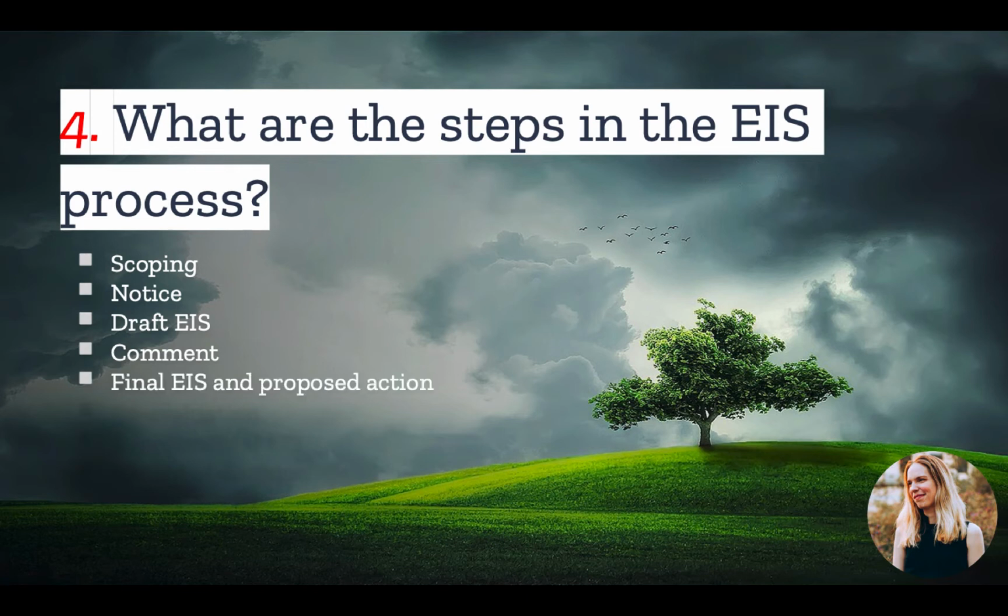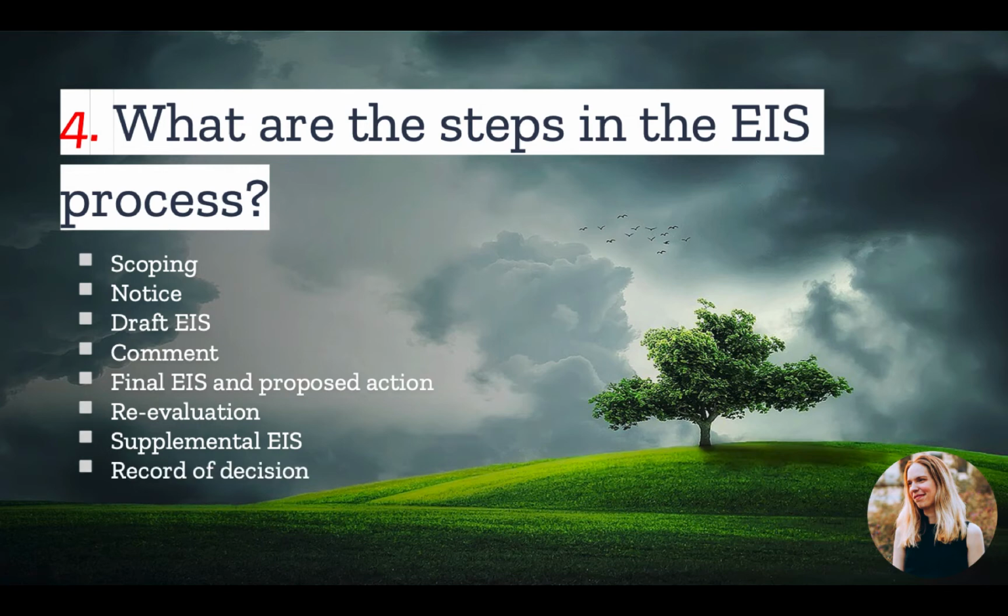At the end of this process, the final EIS and proposed action is announced. There is then another 30-day waiting period where the public can again comment. At the end of this period, the agency can reevaluate to see if changes are required. If so, a supplemental EIS is drafted. And finally, a record of decision is recorded.